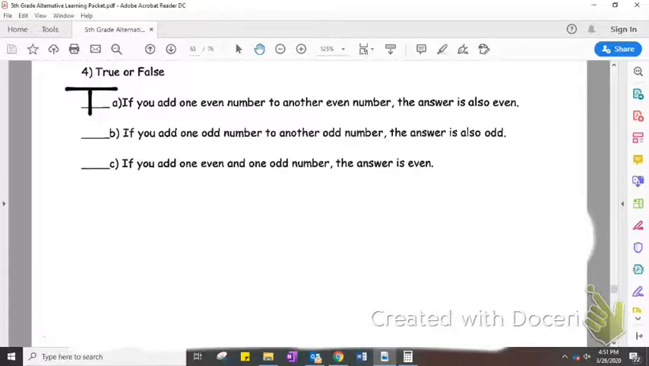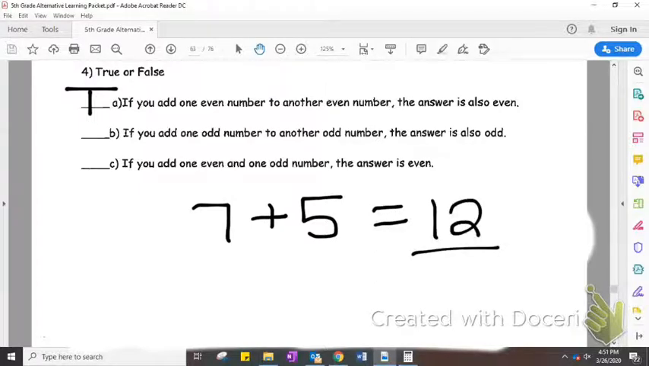Well, again, let's start with an example. 7 plus 5. 7 is odd and 5 is odd. When you add them together, you end up with 12. Hey, 12 is even because it's divisible by 2. So our example already proves this to be false.